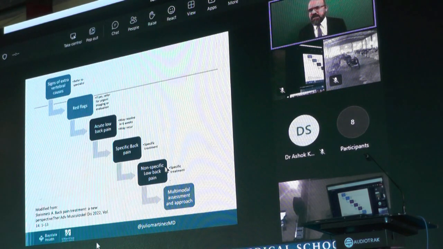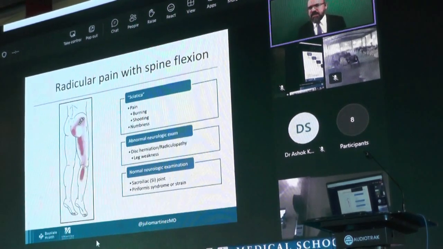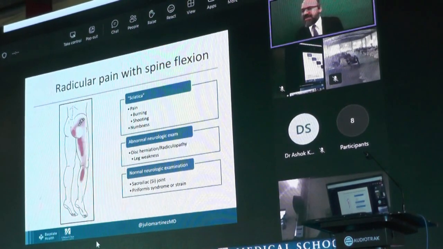And for specific back pain, the type that I like to call in with spine, this would get worse when the patient is bending over to pick something from the floor or even sitting down.